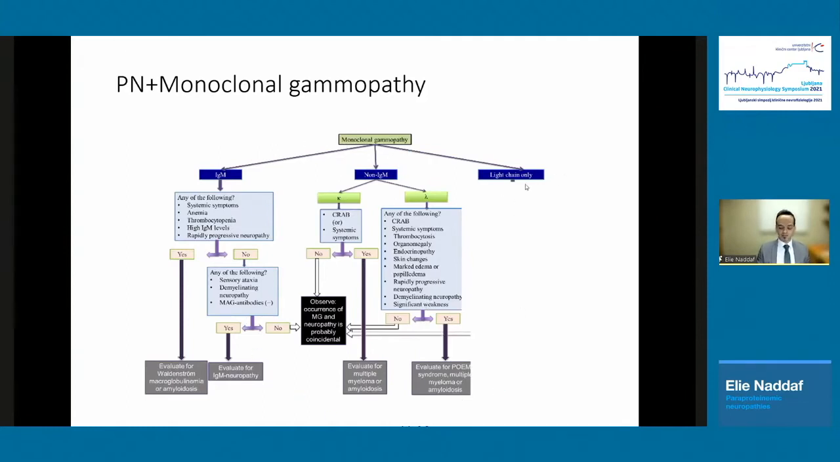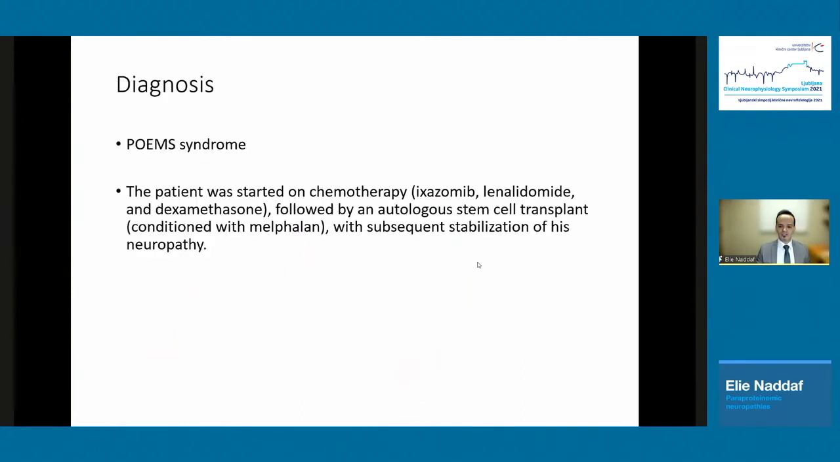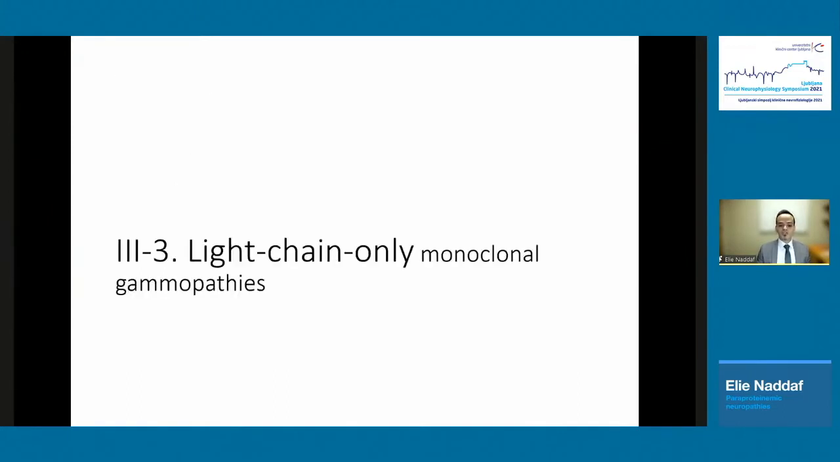Now, last, about light chain only, just a few things to say there. Sorry, before that, POEMS syndrome: the treatment is dictated by hematology. Usually if they have up to 3 bone lesions, they might try radiation therapy, and that can be curable. If they have more than 3 lesions or bone marrow involvement, they get systemic chemotherapy. So, light chain only, which is the last part.